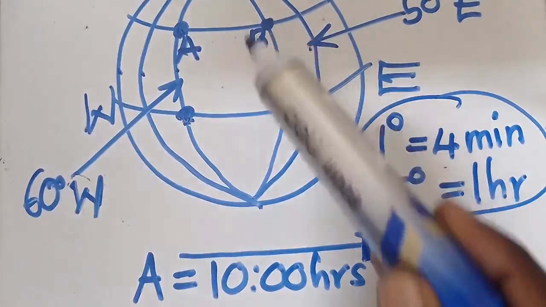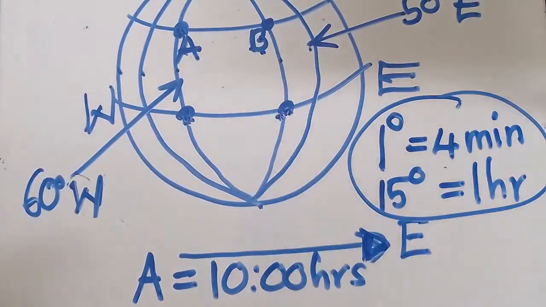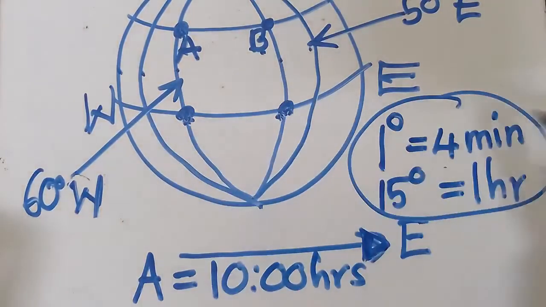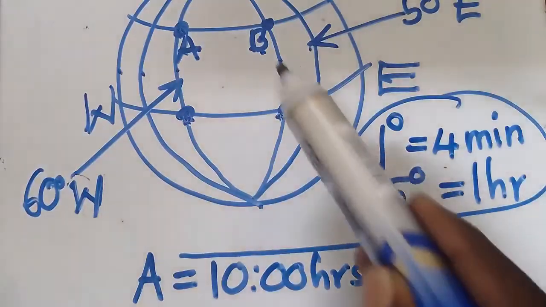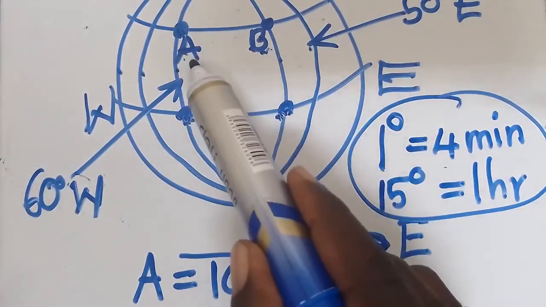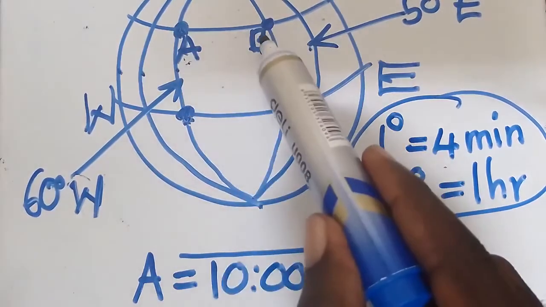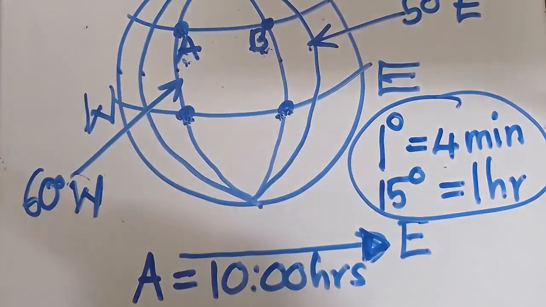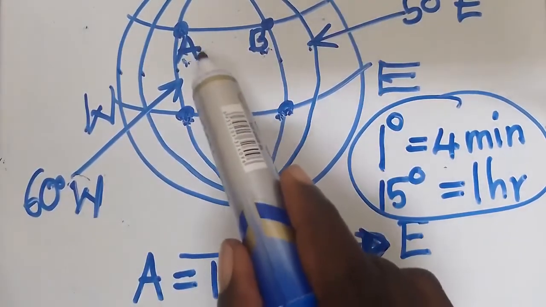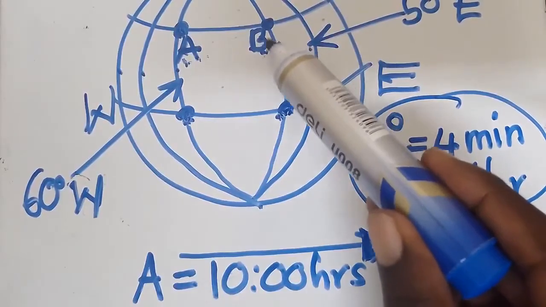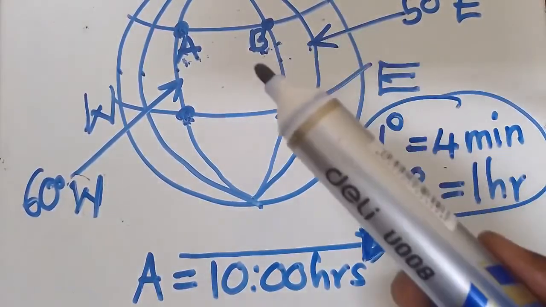So how do you do that one? How do you work out that one? So I've told you that time increases as you are going to the east side. So which means the time at B is ahead compared to the time at A. So B is ahead, then A is behind B. Have you seen? So if here it is 10 hours, then the time there can be 10:30, 11 hours, 13, 16, somewhere there.